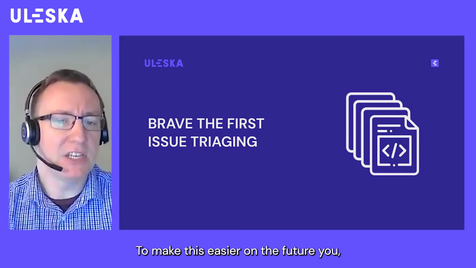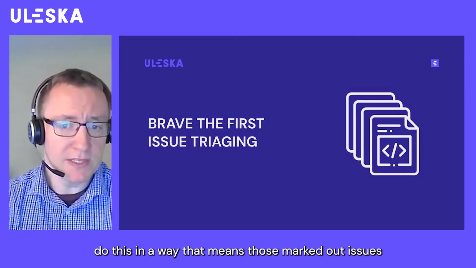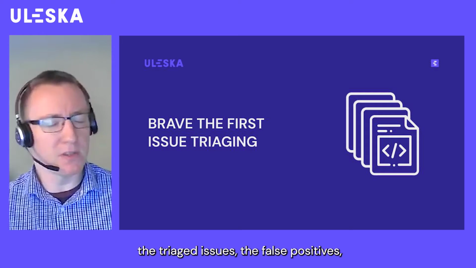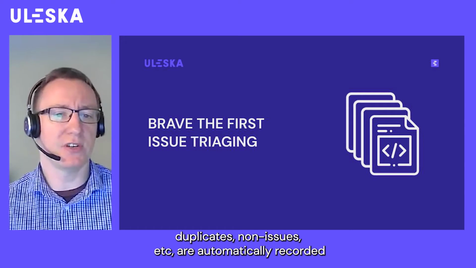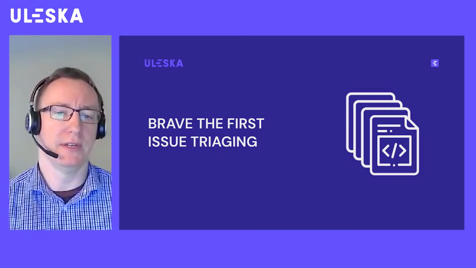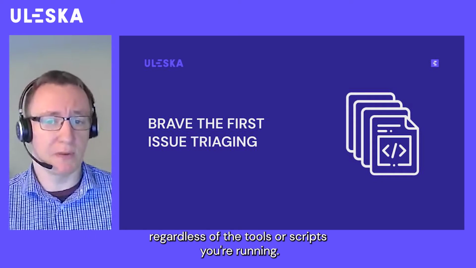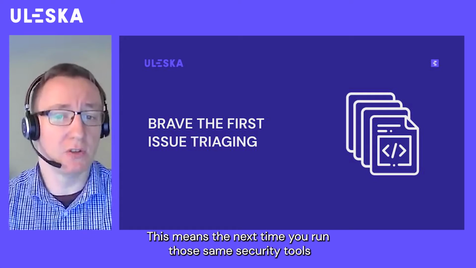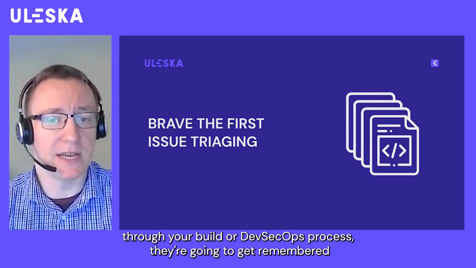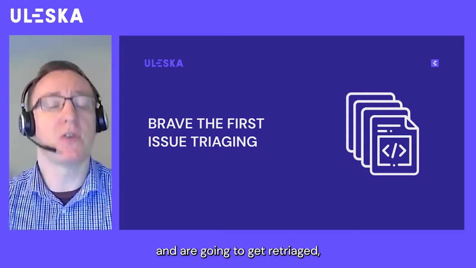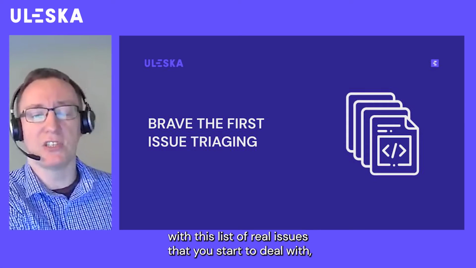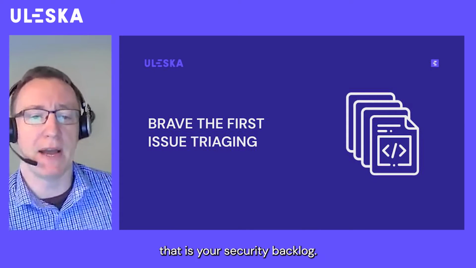Now, to make this easier on the future you, do this in a way that means those marked out issues, the triaged out issues, the false positives, duplicates, non-issues, etc., are automatically recorded, regardless of the tools or scripts you're running. This means the next time you run those same security tools through your build or DevSecOps process, they're going to get remembered and re-triaged, and you're still going to be left with this list of real issues that you still have to deal with. That is your security backlog.